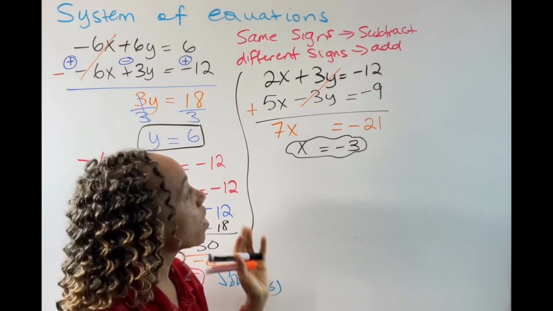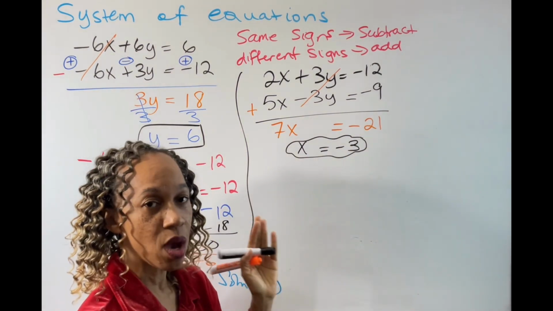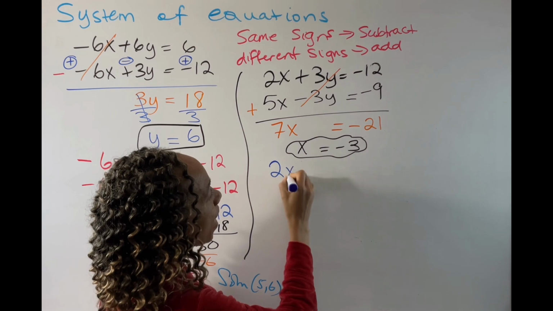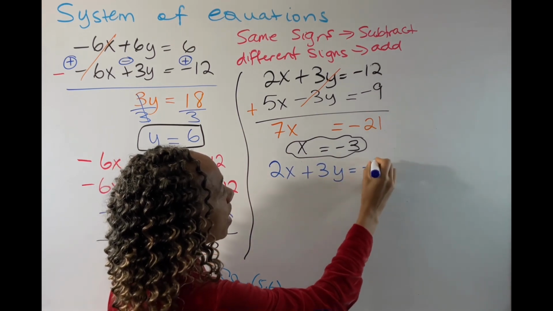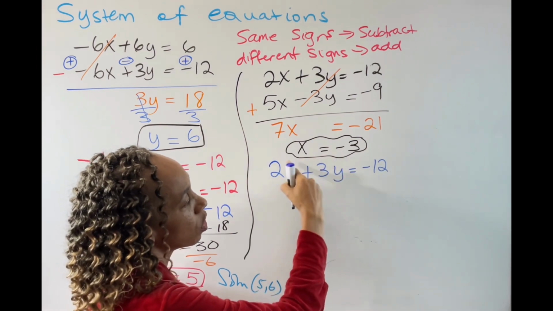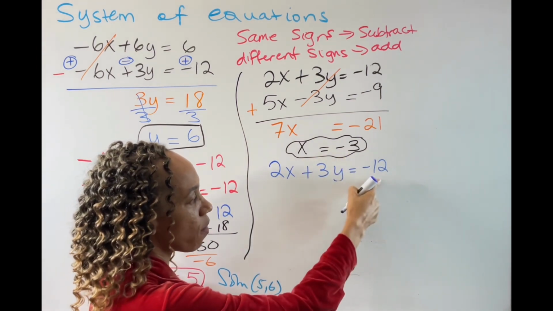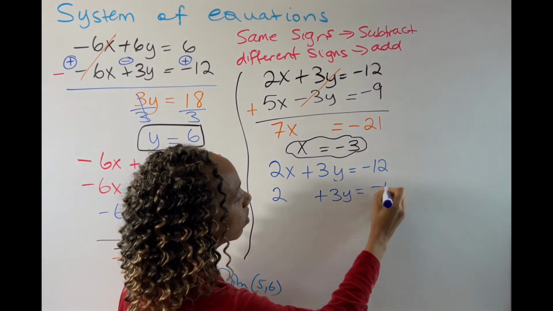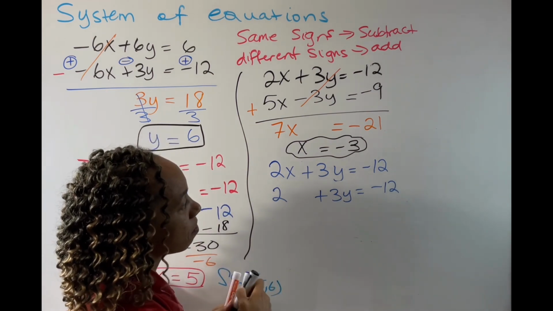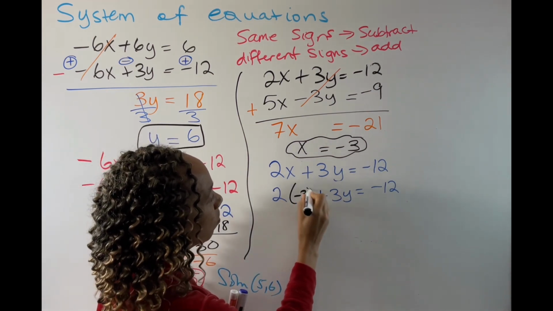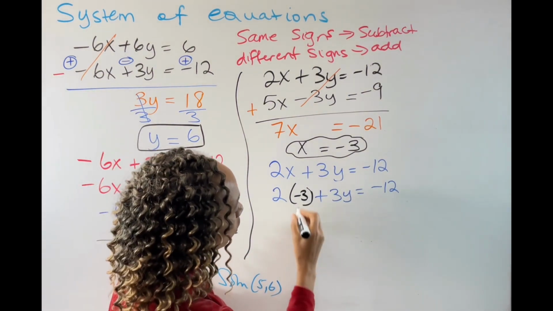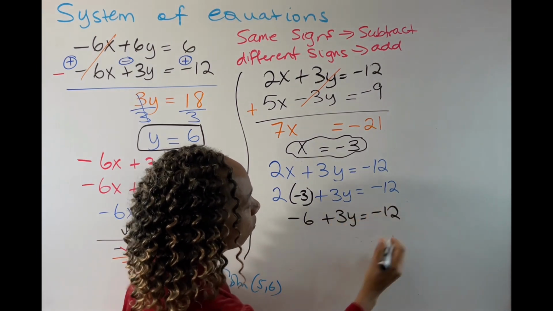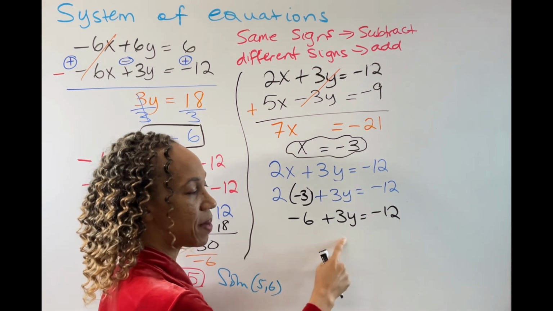We're not finished. Now we are going to choose any one of those two equations, and we are going to rewrite that equation. So we're going to choose the first one. So I'm rewriting 2x plus 3y equals negative 12. I'm now going to substitute what I got for x into my equation. So I will do so. And I'm going to substitute my negative 3 here. 2 times negative 3 is going to be negative 6. Negative 6 plus 3y equals negative 12.